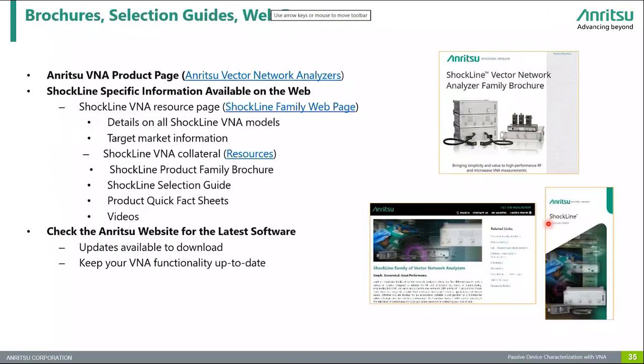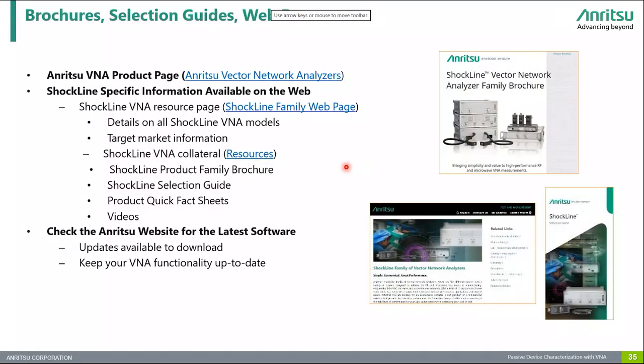As we wrap up this overview, I want to highlight the wealth of online resources available to support your journey with Anritsu vector network analyzers. First, the Anritsu VNA product page is your central hub for all things related to the VNA portfolio, whether you are looking for detailed specifications, application notes, or software updates.